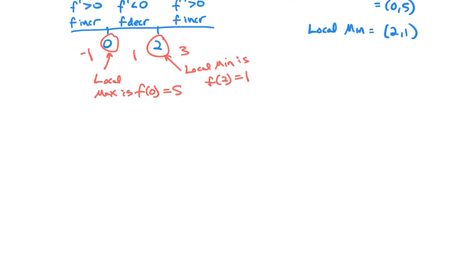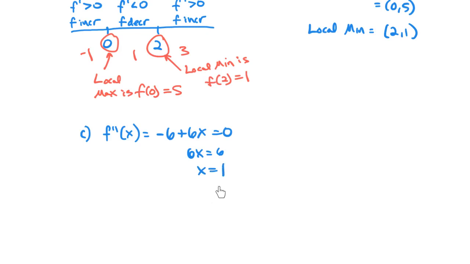So for part C, to find the intervals of concavity, let's be consistent here. There we go. To find the intervals of concavity, we need to use the second derivative. So the second derivative, so looking at the first derivative, if I take the derivative of that, we're going to get negative 6 plus 6x, and then we set this equal to 0. So 6x equals 6, or x equals 1.